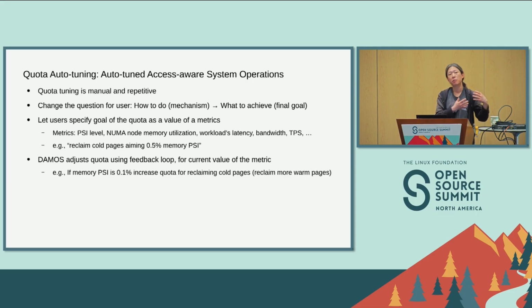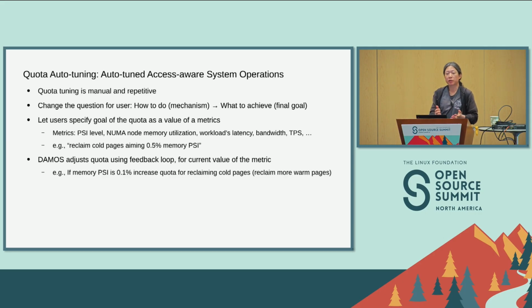There are some system metrics that DAMOS is supporting. It supports pressure stall information time, and NUMA node memory utilization, and also it can be some workload latency or bandwidth or transactions per second or whatever. You can just specify some arbitrary metrics on your own and feed arbitrary values for that on your own, or just ask DAMON to read that on its own if it is something that DAMON can read, like PSI level or NUMA node memory utilization.